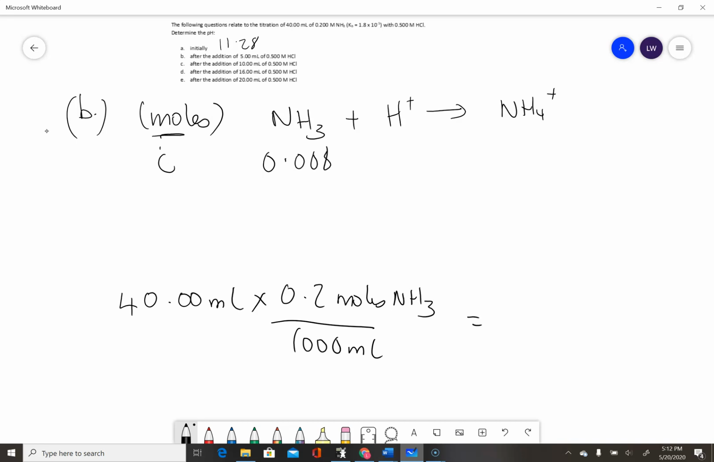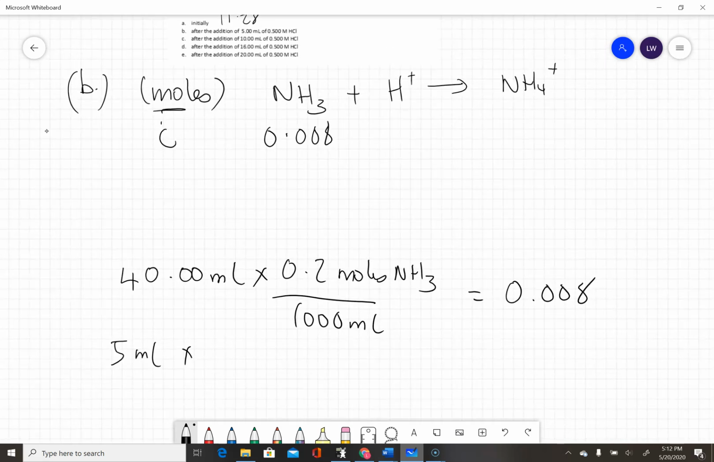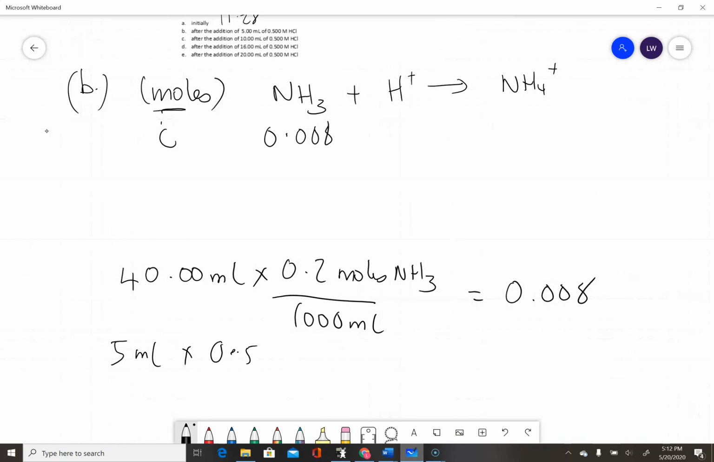Now, what about the HCl? Well, how much did we add? We added 5 milliliters, and the concentration of the HCl was 0.5 moles per liter, or per 1000 milliliters. So let's see what we get. 5 times 0.5 divided by 1000 ends up giving me 0.0025. To begin with, we had none of that.